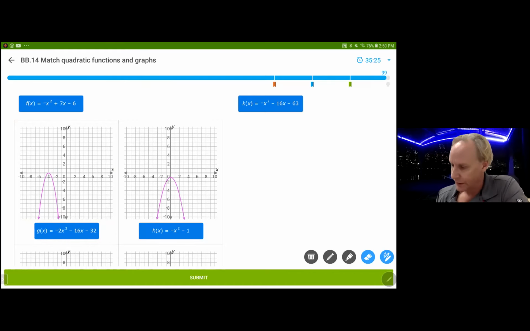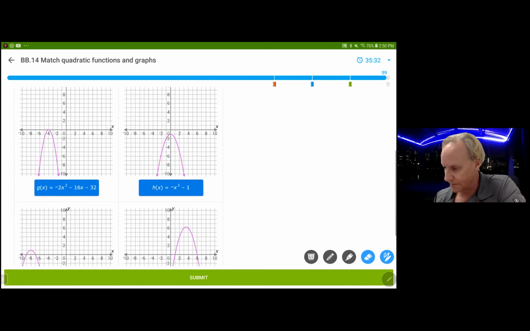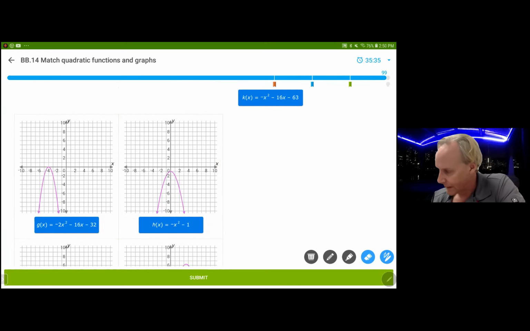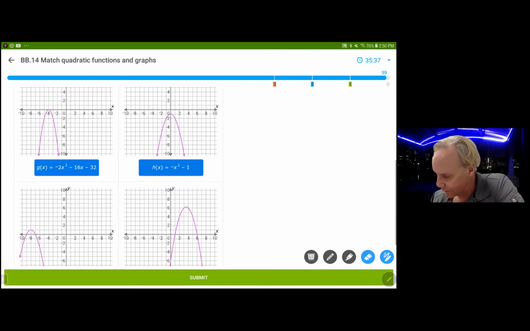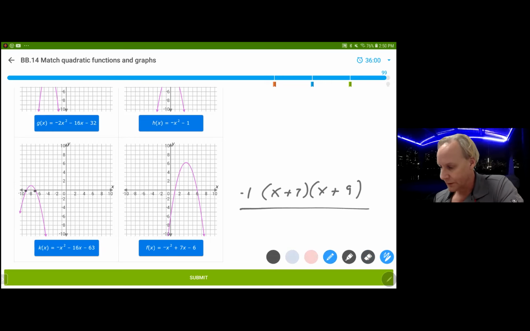Now these last two, notice that the -6 should give us a huge hint because it has to go through 0, -6, and there's that point right there on the right. So 0, -6, and this one has to go through 0, -63, way down there. The other thing that gives us a clue here is that we have zeros at -7 and -9, which means that we had to have multiplied x plus 7 times x plus 9 to get those two zeros. And then there was a -1 out in front of it. So that is that one on the left.